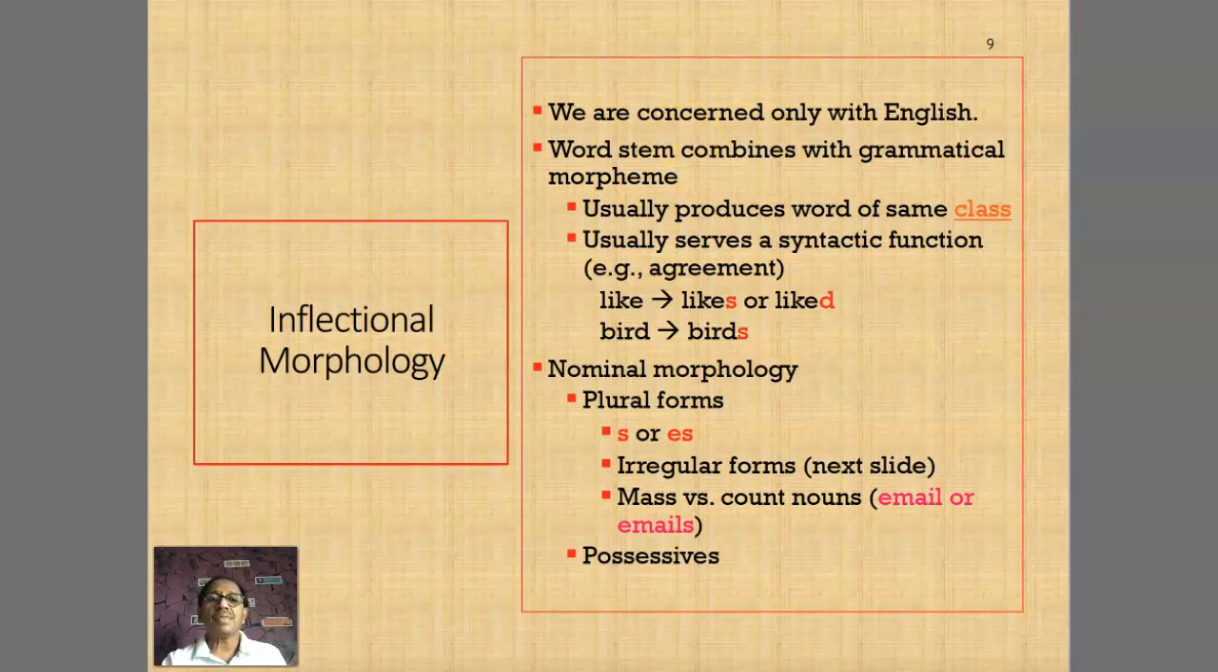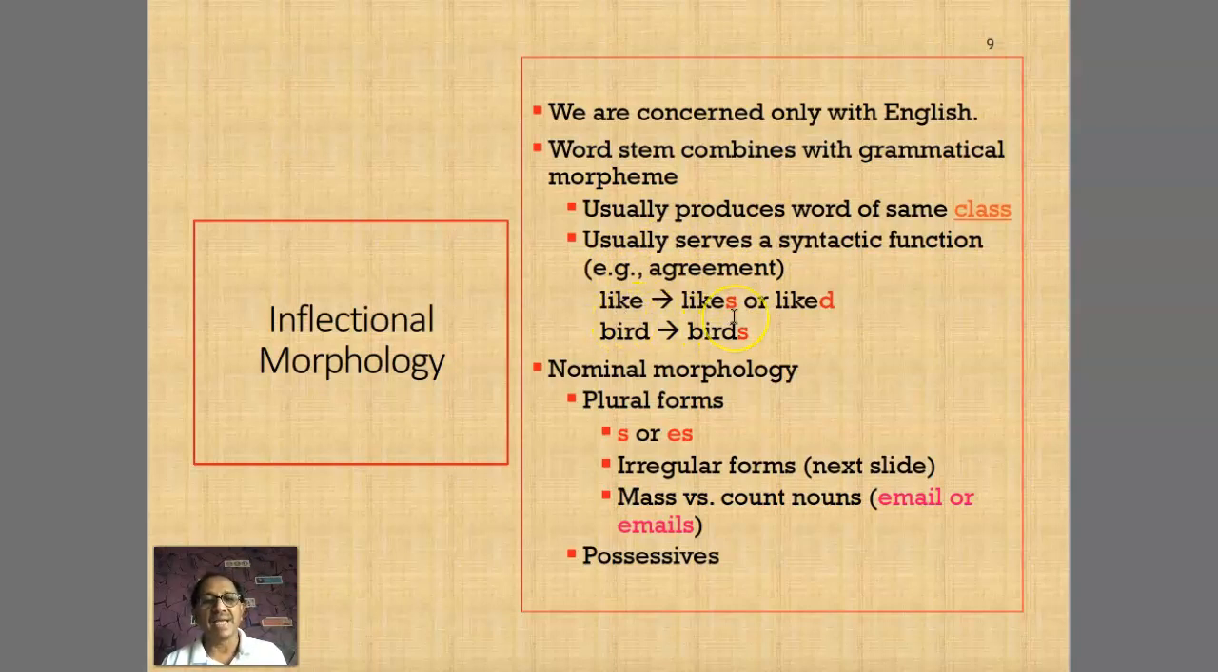Look at inflection morphology. When a word stem combines with a grammatical morpheme, it produces a word of the same class. Right? A noun remains a noun, a verb remains a verb, an adjective remains an adjective. It usually serves a syntactic function. So whatever inflection we have is basically contributing a syntactic function. For example, agreement.